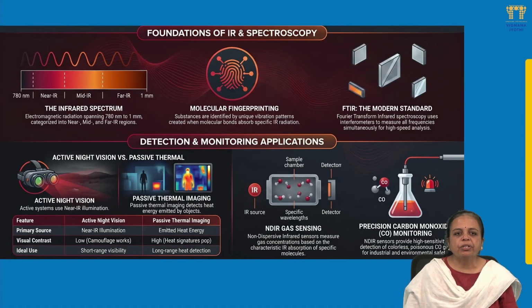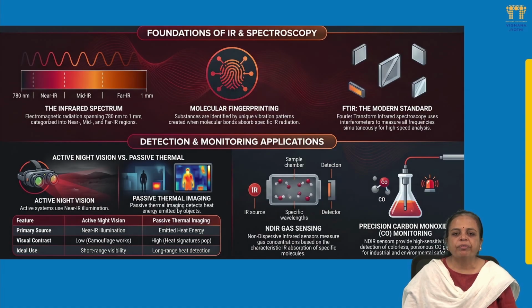So what is the foundation of IR spectroscopy? We know the visible range is called VIBGYOR, which means violet to red. Beyond violet is the ultraviolet. After red, we go into the infrared. Infrared radiation generally ranges from 700 nanometers upward, and it is divided into three regions called near IR, mid IR, and far IR.